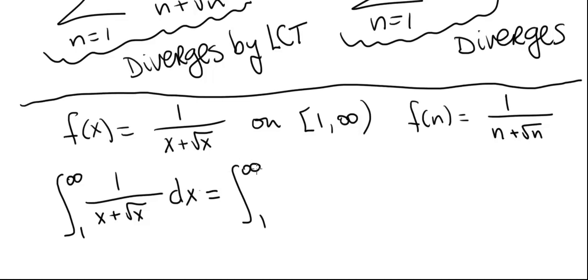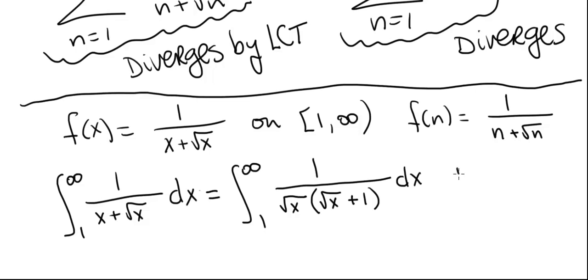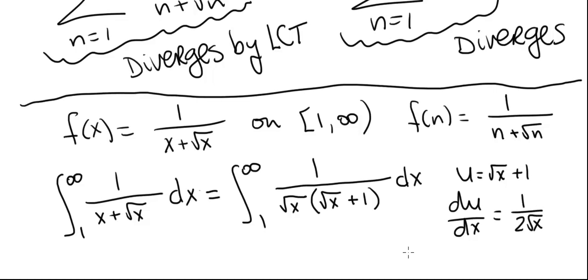First, we have to look at the denominator and factor out square root of x. So square root of x comes out like this, and that leaves us square root of x plus 1 in parentheses. You should carefully note that if we multiply the denominator, square root of x times square root of x plus 1, we get in fact the original denominator, which is x plus square root of x. Now let's use u-substitution. Let u be square root of x plus 1. du/dx is equal to 1 over 2 square root of x. So 2 times du is equal to 1 over square root of x dx.